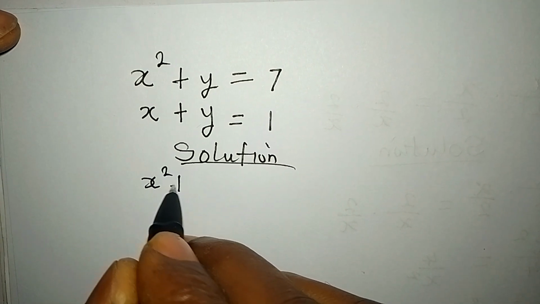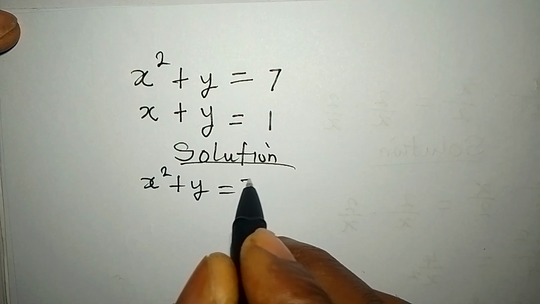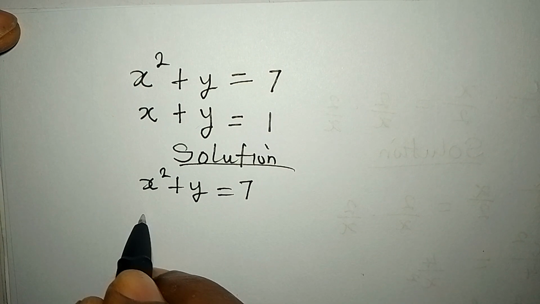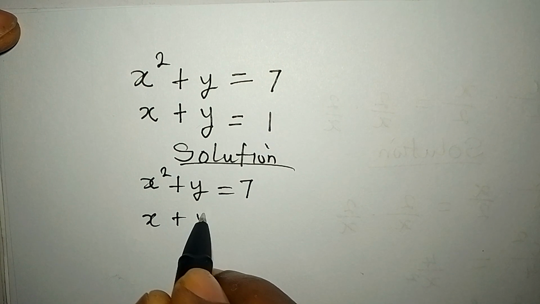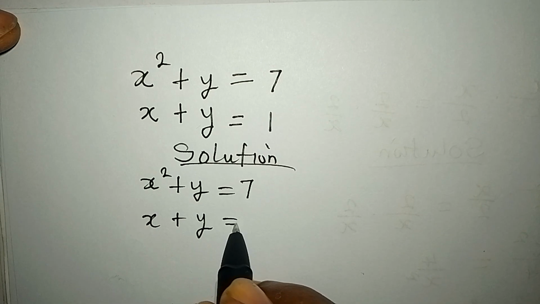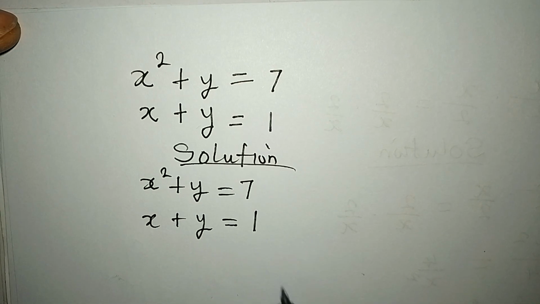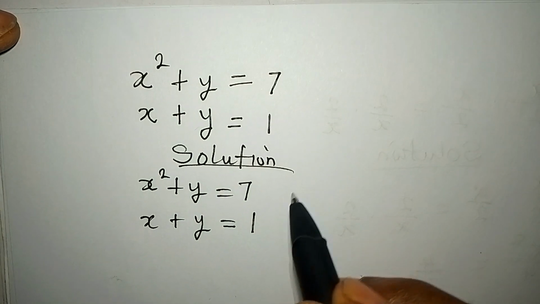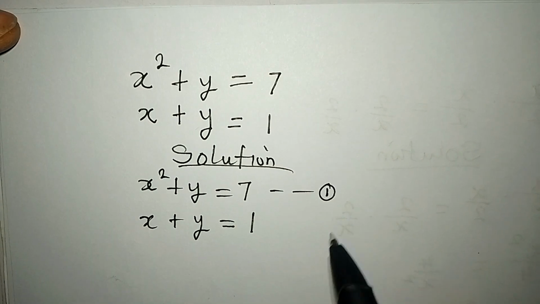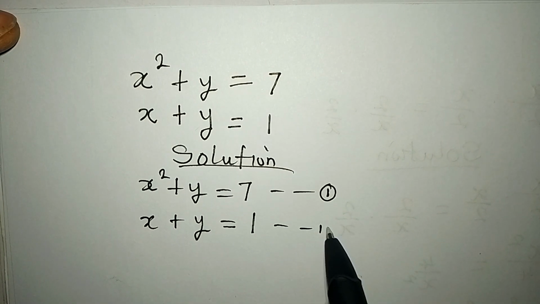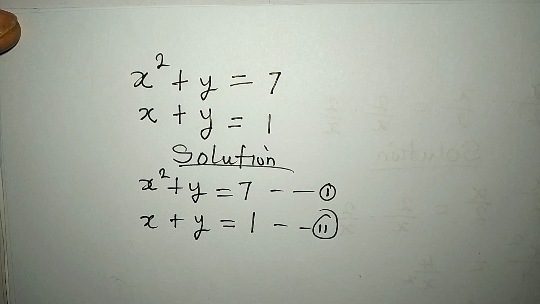x squared plus y equals 7, and then we have x plus y equals 1. So how do we deal with this? Let's call this our equation 1 and this our equation 2.